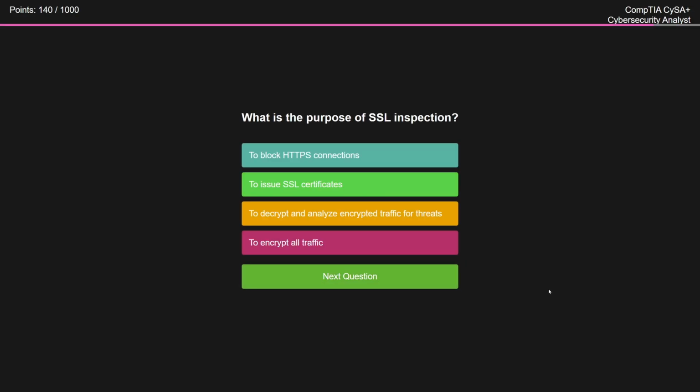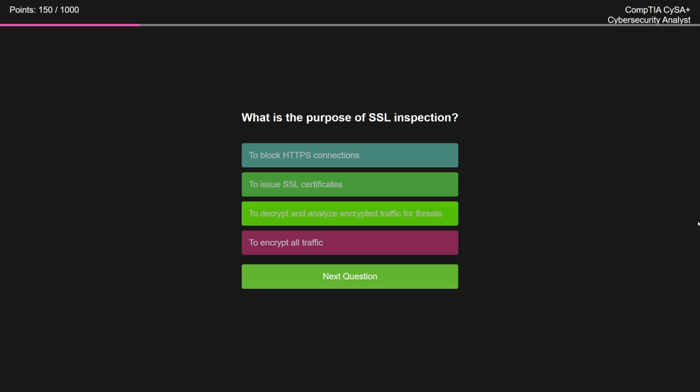What is the purpose of SSL inspection? So SSL inspection: to block HTTPS connections, to issue SSL certificates, or to decrypt and analyze encrypted traffic for threats. The correct answer for this one is that. They're talking about inspection, and that's the reason this one's right.